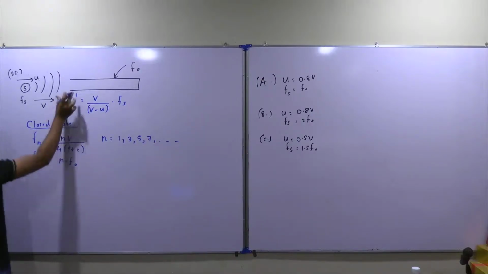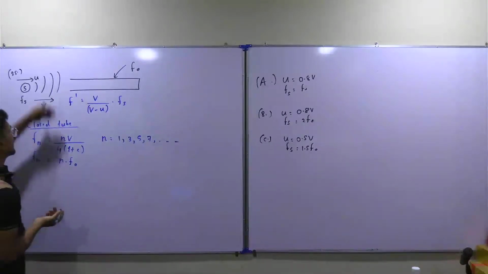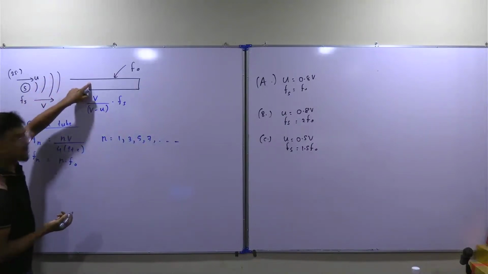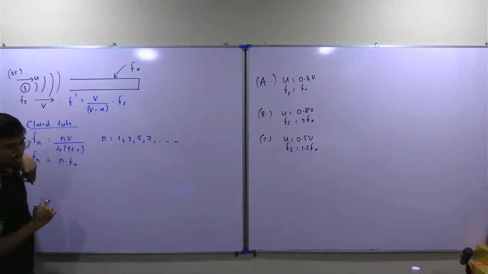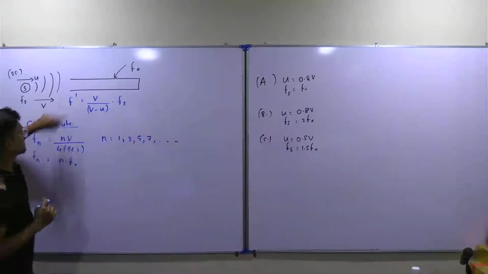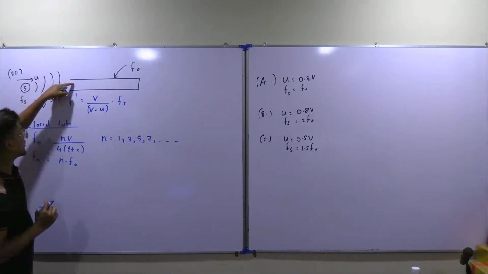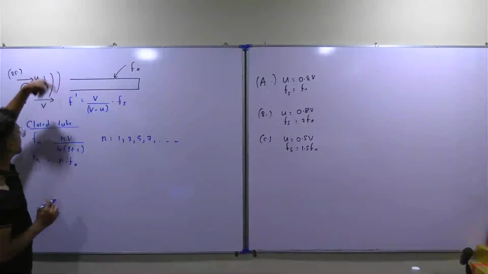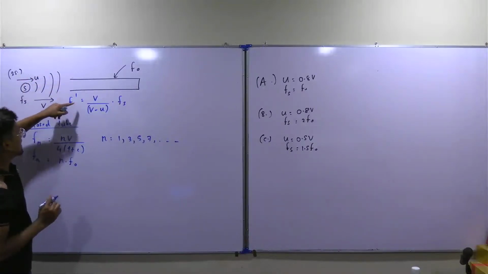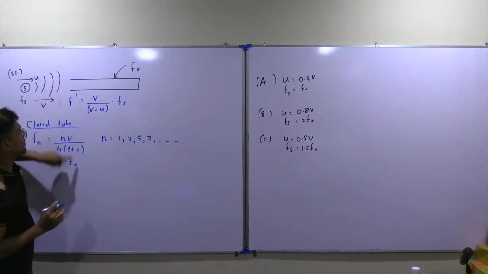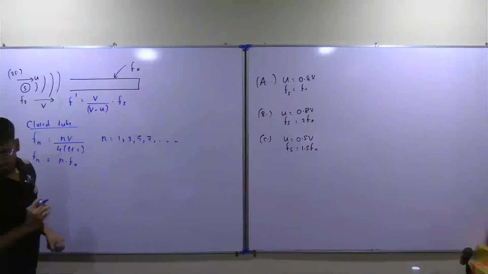When these two become equal, the tube will resonate, right? Or when the forced frequency is equal to one of its natural frequencies, the tube will resonate. The forced frequency is F dash. By this sound source, we are going to oscillate the air column inside the tube, and the forcing frequency is F dash. If this F dash becomes equal to one of these nF naught, the tube will resonate, right?